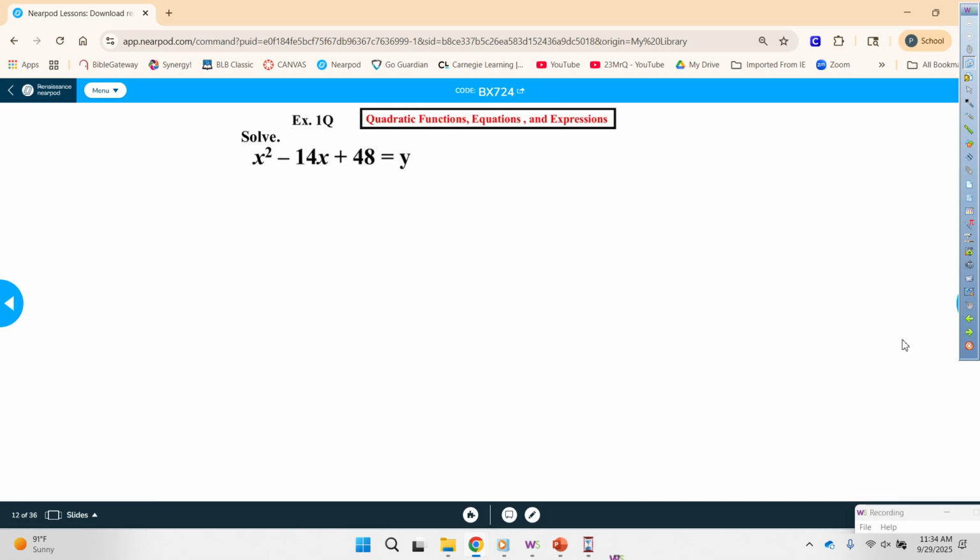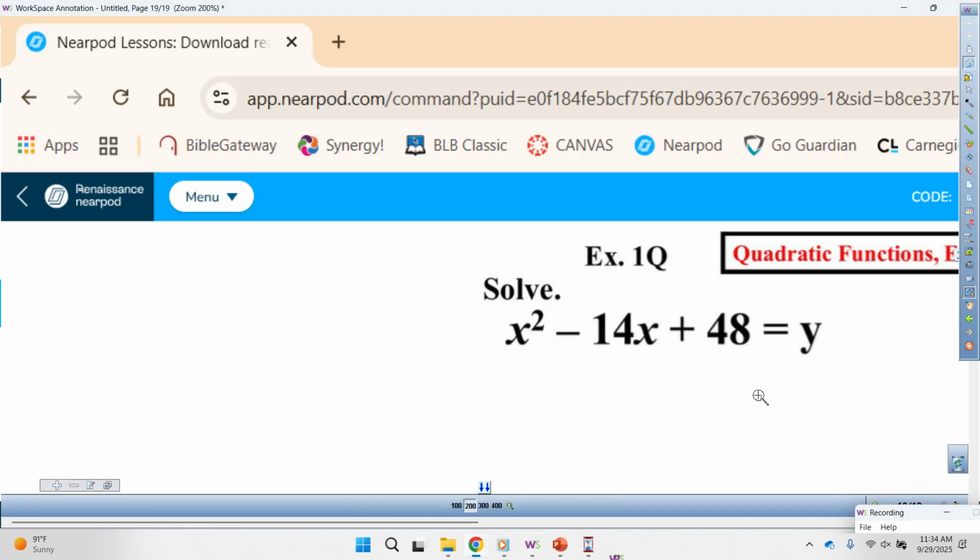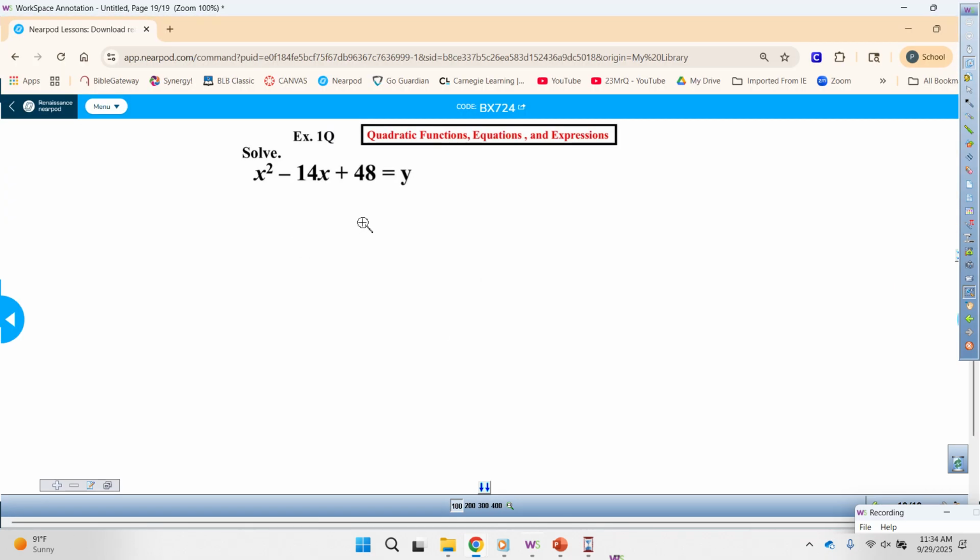Copy this next one. Example 1Q. Now read, x squared minus 14x plus 48 equals y. All right, here we go. What is our first step, everyone? Making y what? 0. So we get x squared minus 14x plus 48 equals 0.